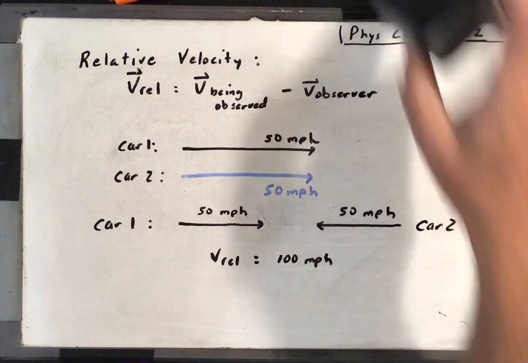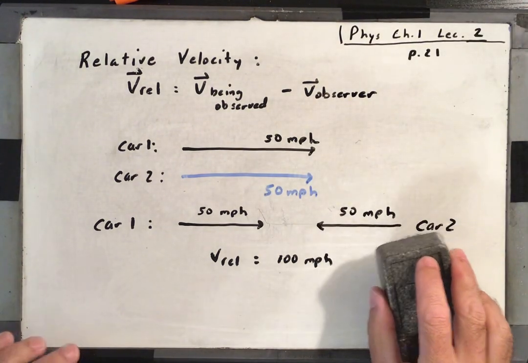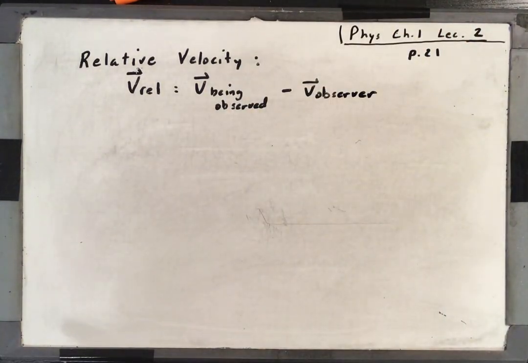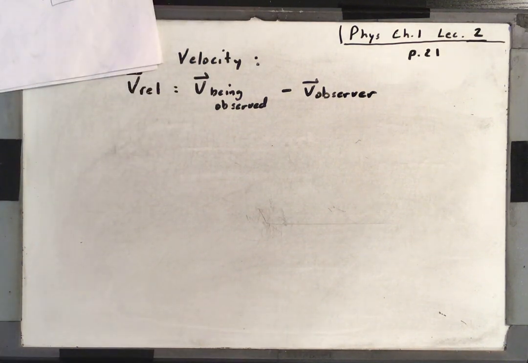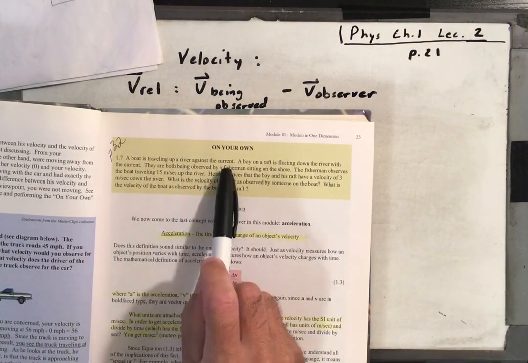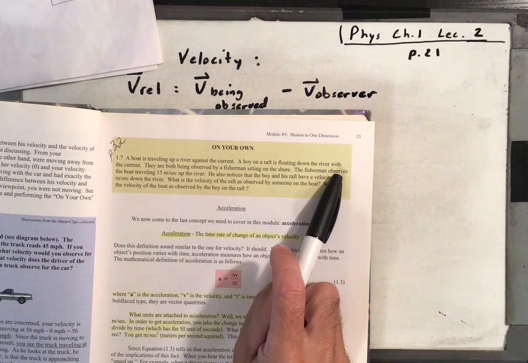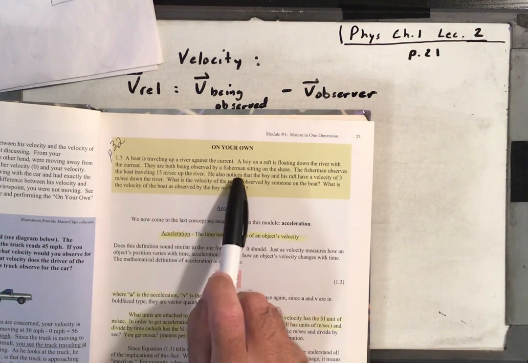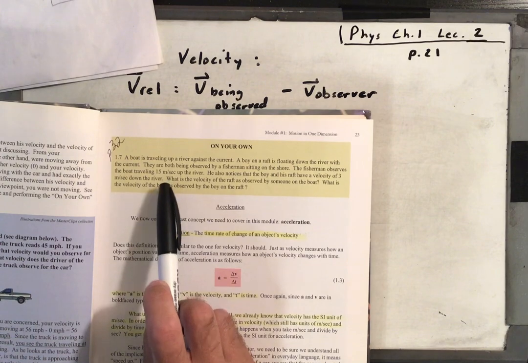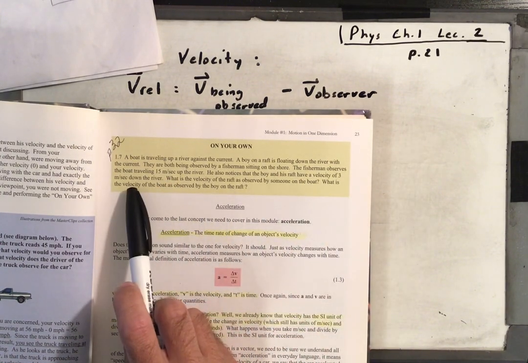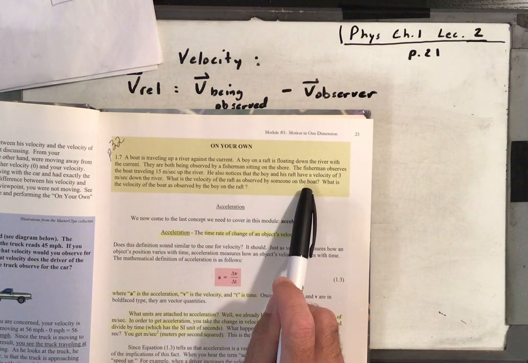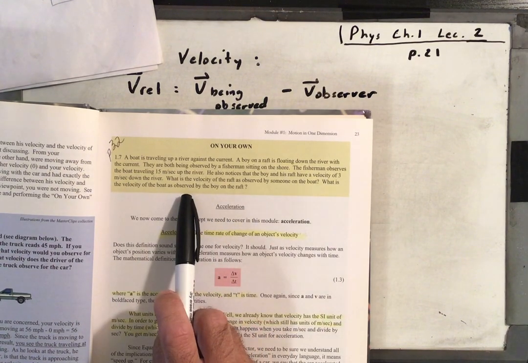Okay. So let's go through the math of this. Let's look at On Your Own 1.7. Okay, so we are on page 23. So we'll go through this. It says a boat is traveling up a river against the current. A boy on a raft is floating down the river with the current. They're both being observed by a fisherman sitting on the shore. The fisherman observes the boat traveling 15 meters a second up the river and the raft 3 meters a second down the river. What's the velocity of the raft as observed by someone on the boat? And what's the velocity of the boat as observed by the boy on the raft?